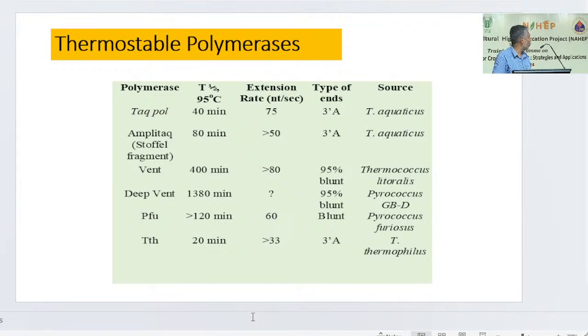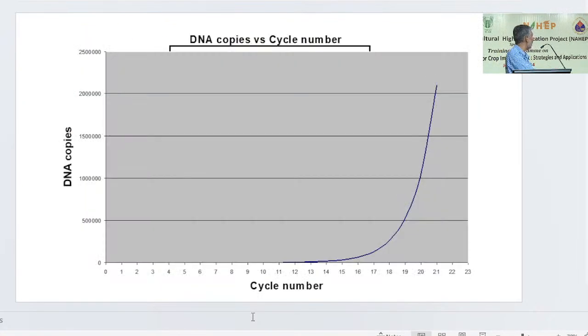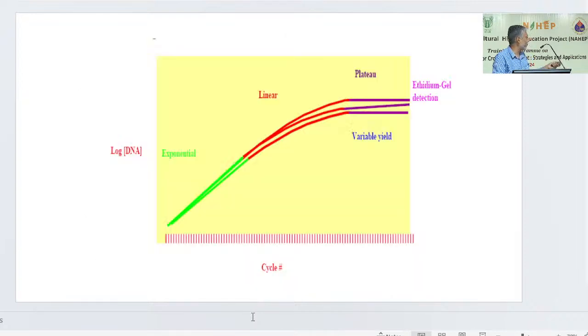Magnesium I have already told, KCl I have already told, and this is how it goes. The number of copies I was telling, no, 34 million and all. Initially it will go slowly, then suddenly it goes. This is what theoretically goes in that way. But we don't have that much space, we don't have that much substance, we don't have that many dNTPs. So after some time it actually stops, and that is what you see. So we call it logarithmic.